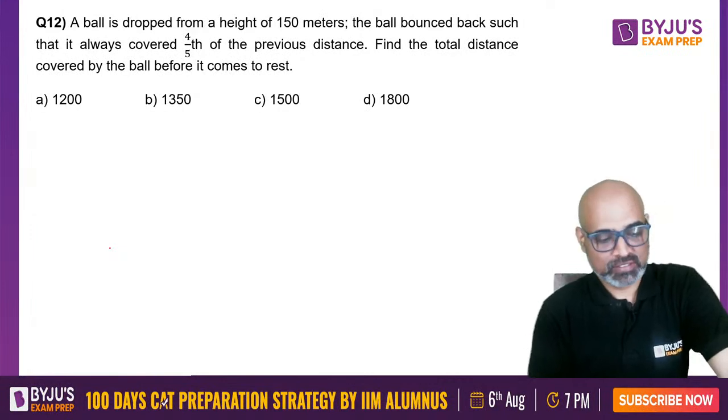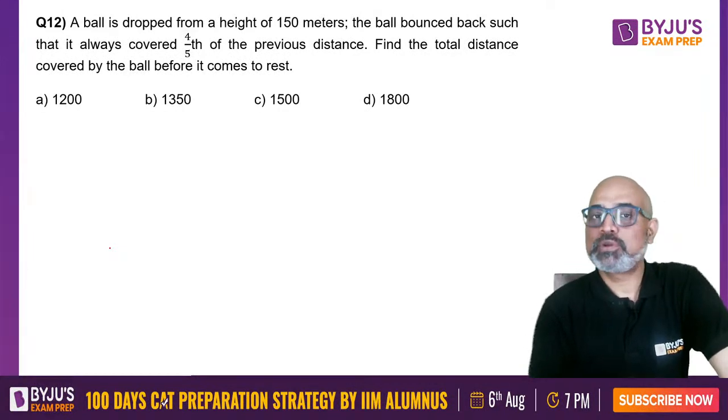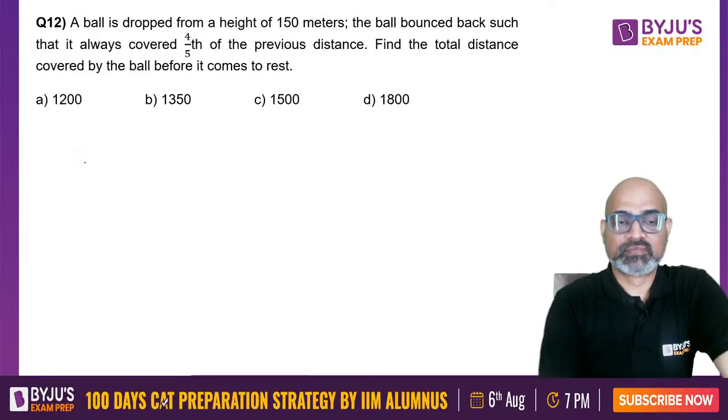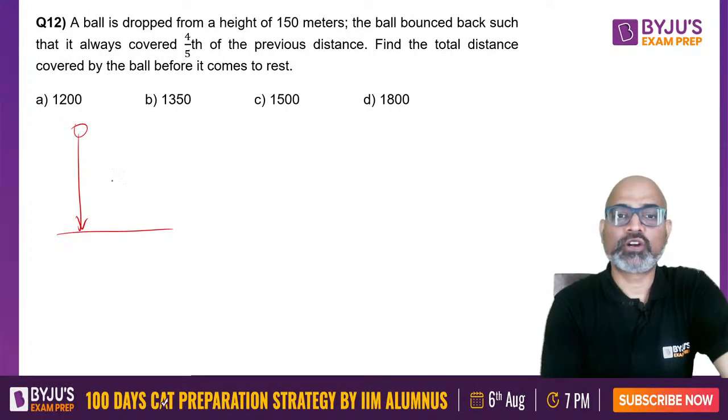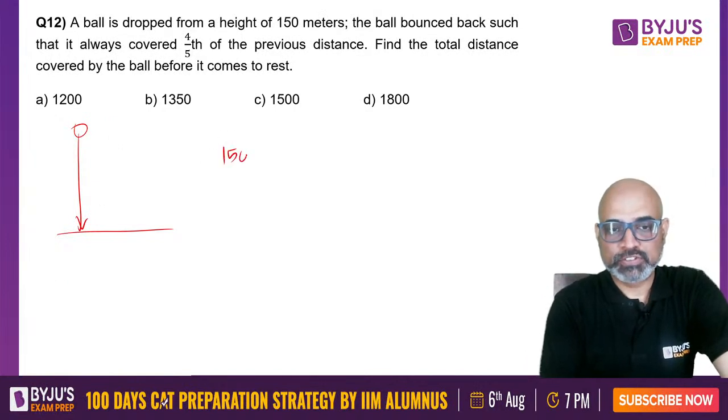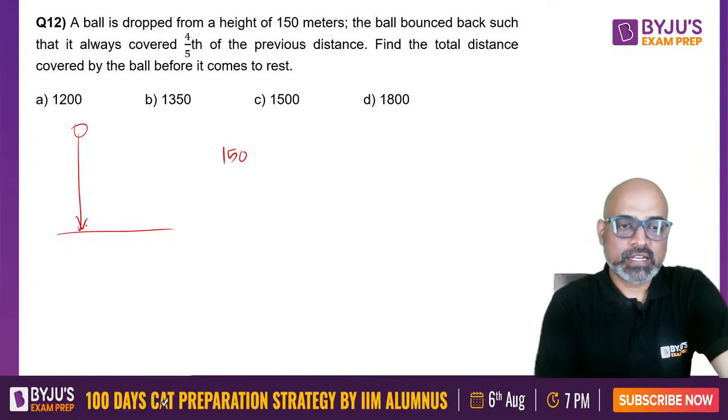What about others? It's a geometric progression, no? Infinite GP. So the first time the ball drops on the ground, what distance does it cover? It covers 150 meters. Then it bounces back, and then it comes back. So what distance is it going to cover?